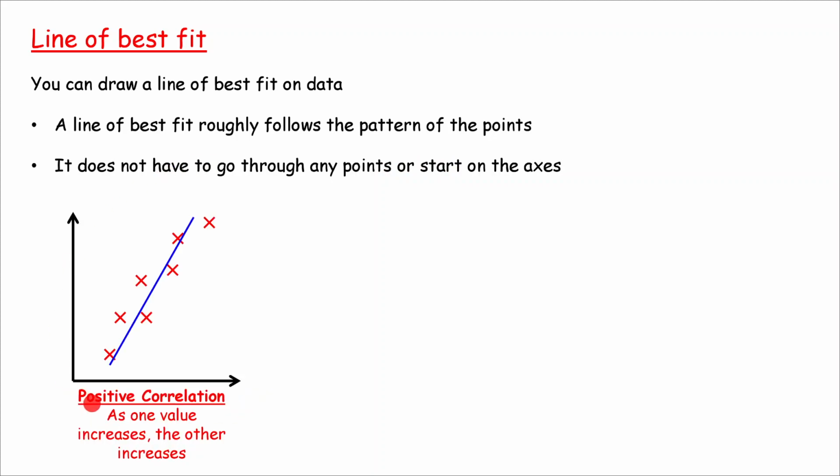Well, let's look at the first kind of correlation that you can have. And here you can see you've got positive correlation, okay? And it says as one value increases, the other value also increases. So you can see here with all of these points, as we start off really small, this is also really small, but as we get bigger, this also gets bigger.